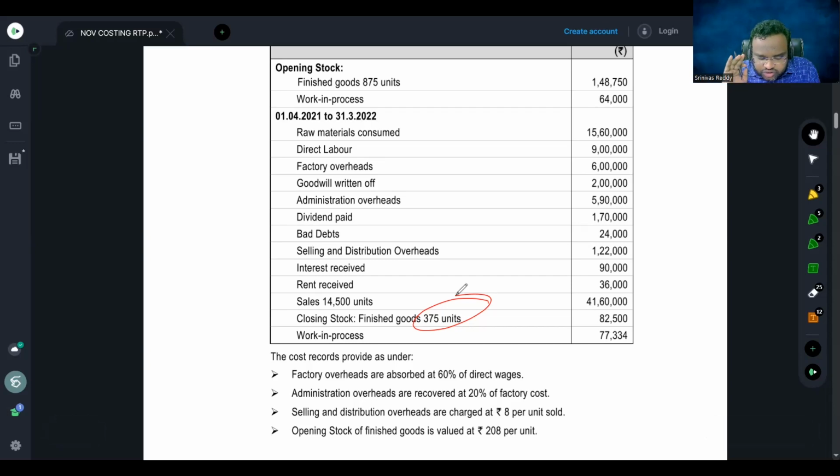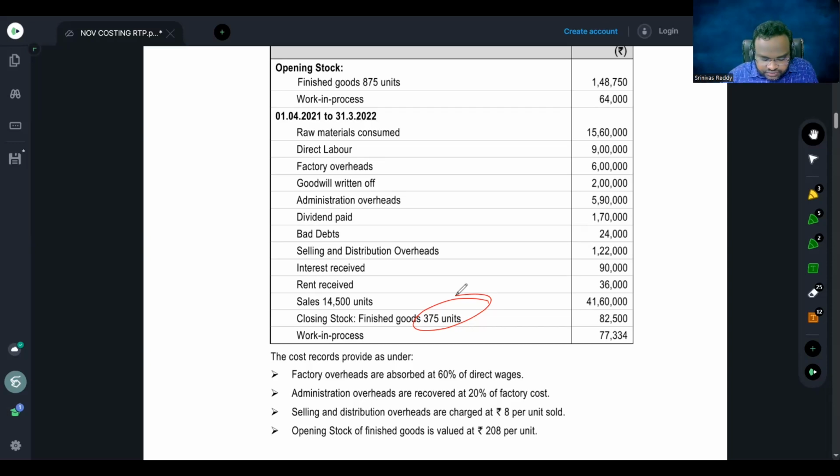And selling and distribution overheads are charged at 8 rupees per unit sold. How many units have been sold? 14,500 units. 14,500 into 8. How much amount? 1,16,000. Whereas how much have you spent? You have spent 1,22,000. So again, there is under recovery of selling and distribution. So that we need to work out.